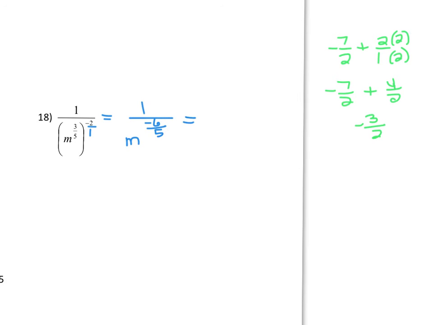Okay, so if we want to make this exponent positive, we're going to move it up to the numerator. And when you do, it becomes m to the positive 6/5 over 1, okay? But you don't have to put it over 1 because anything divided by 1 is itself. All right, so now if we want to write this using a radical, again, you're probably sick of me saying power over root. So this would be the 5th root of m to the 6th power. And again, you could put the 6 up here or right on the m, wherever you want, but that's the answer for number 18.